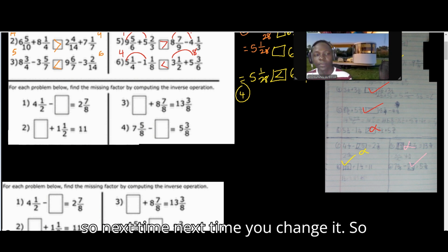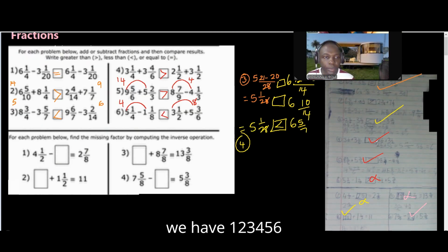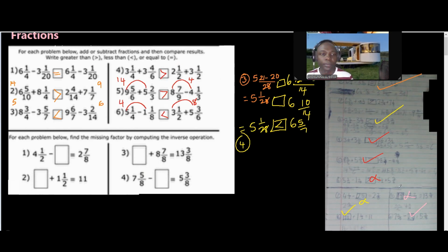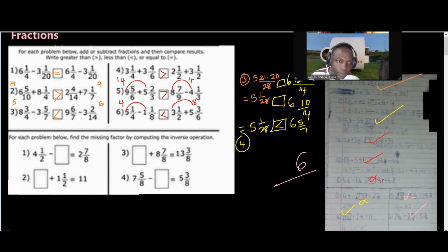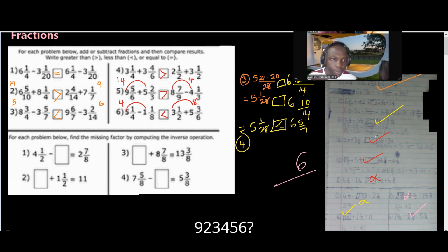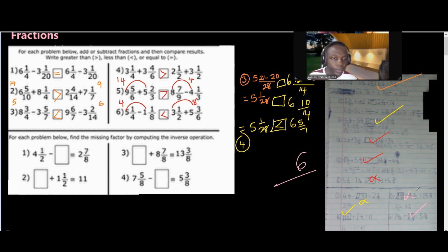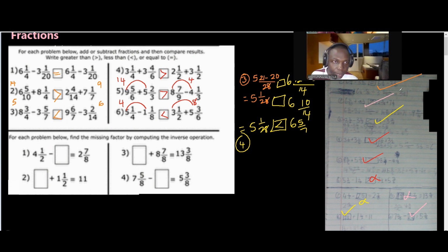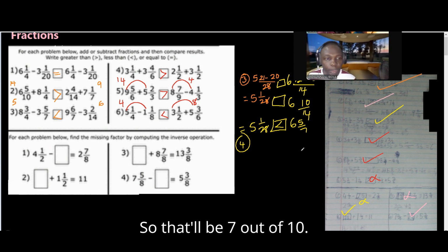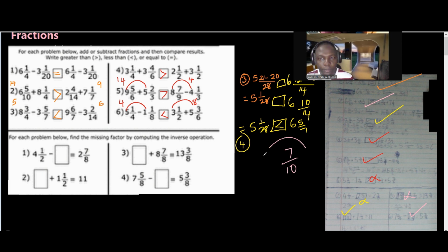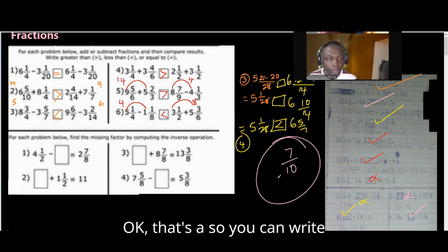Over 8. Yeah, so over 8. Next time you change it. So we have 1, 2, 3, 4, 5, 6, and the 6 out of 1, 2, 3. Is it 9? 2, 3, 4, 5, 6, 7, 8, 9. Okay, maybe I didn't mark 1. I didn't mark number 2. So that'll be 7 out of 10. Okay, that's a good job.